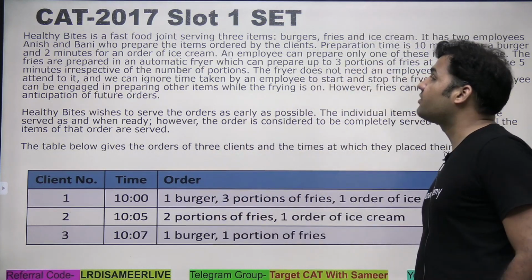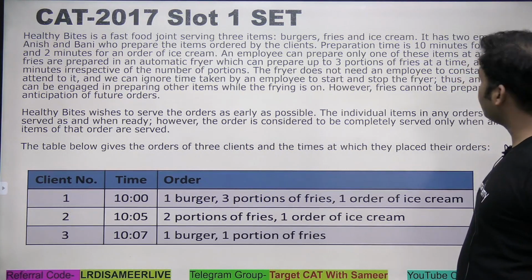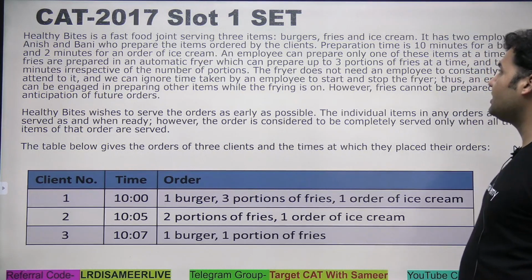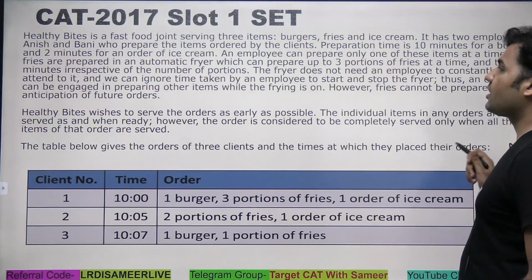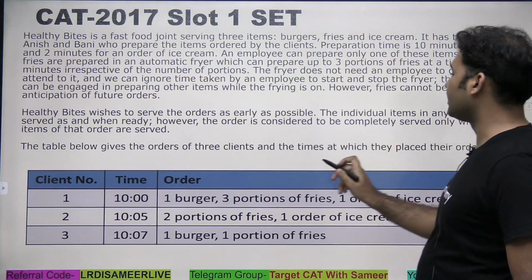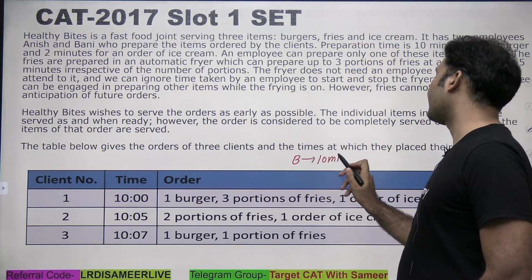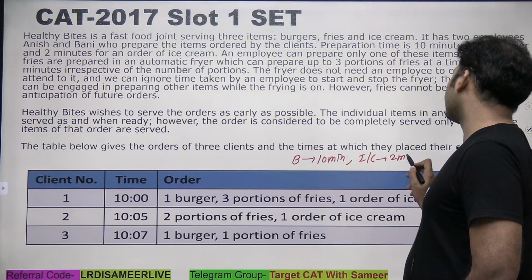It says Healthy Bites is a fast food joint serving 3 items: burgers, fries, and ice creams. It has 2 employees, Anish and Bani, who prepare the items ordered by the clients. Preparation time is 10 minutes for a burger, 2 minutes for an order of ice cream. So note down this timing, guys, right? So a burger will take a total of 10 minutes to prepare, and an ice cream will take 2 minutes to prepare.